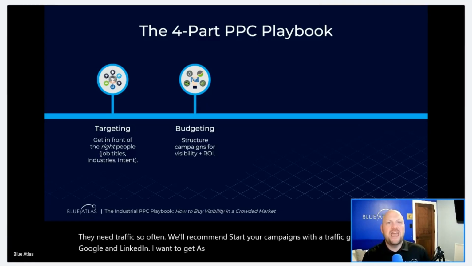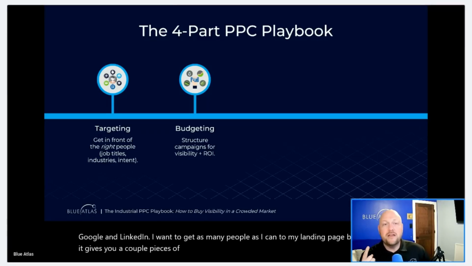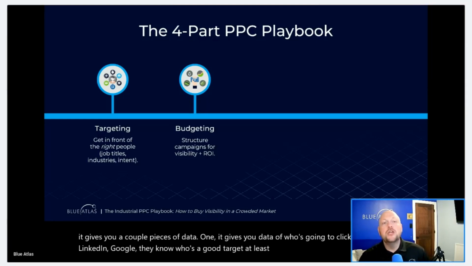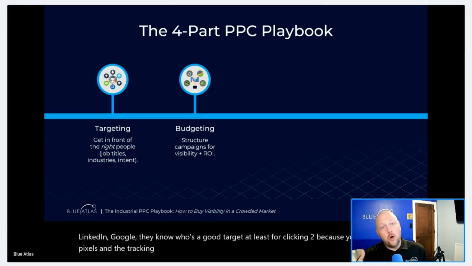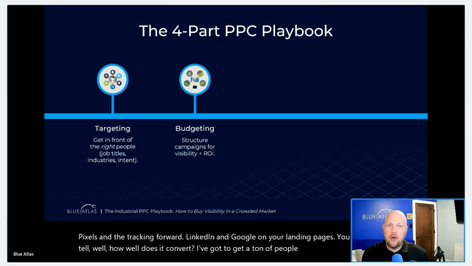I want to get as many people as I can to my landing page, because then it gives you a couple pieces of data. One, it gives you data of who's going to click. Now, LinkedIn, Google, they know who's a good target, at least for clicking. Two, because you've got pixels and the tracking for LinkedIn and Google on your landing pages, you now can tell, well, how well does it convert? I've got to get a ton of people there to know how well it converts.